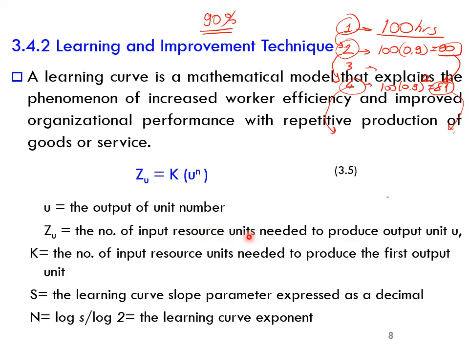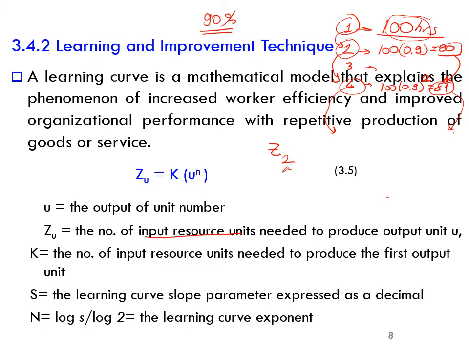to produce output unit U. For example, if you want to produce the second product, so this U is 2 now. We are trying to produce the second product. Okay, when we say Z2, this is the second product. And the number of input resources, as in this example, can be the total hours, or sometimes the total labor and so on. But usually it is in terms of hours.